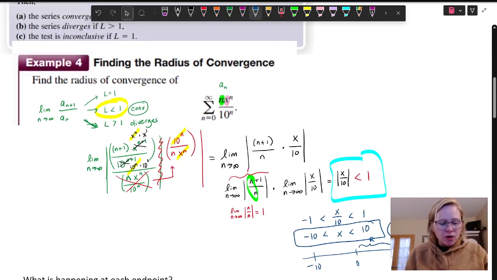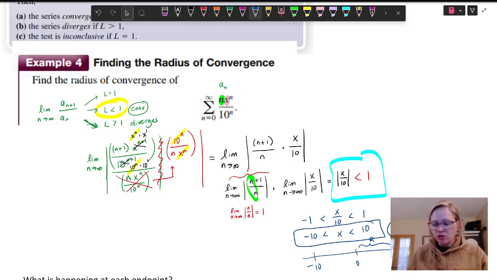Now, what that will do is say that any x value that I choose between negative 10 and 10 is going to produce a series that, when I run the limit comparison test, the direct comparison test, the ratio test, the integral test, or any of those convergence tests, will give me a result saying that the series converges.